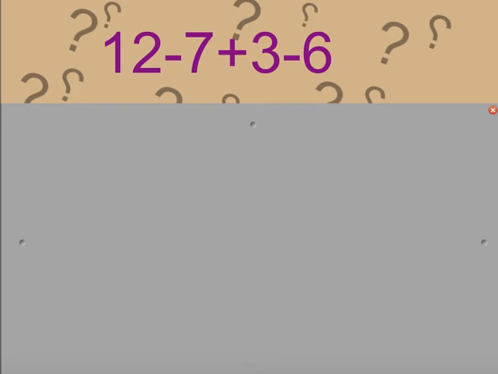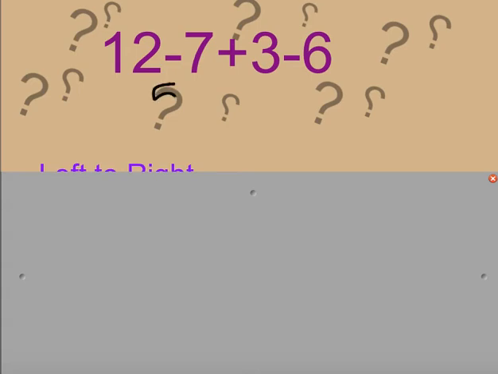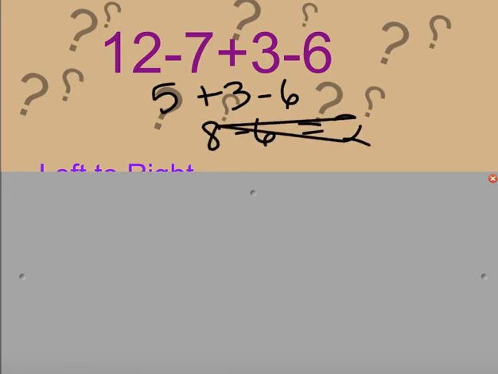Now what happens when you see something like this? 12 minus 7 plus 3 minus 6. Well, we actually have to go left to right. Since just subtraction and addition are left, we go left to right and actually start with 12 minus 7. So we do 12 minus 7, which gets us 5, plus 3 minus 6. We add 5 and 3 to get 8 minus 6, which gives us an answer of 2.